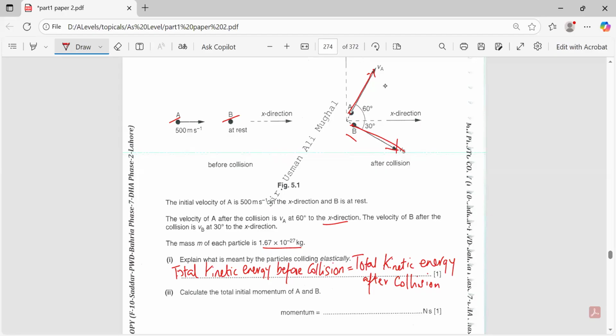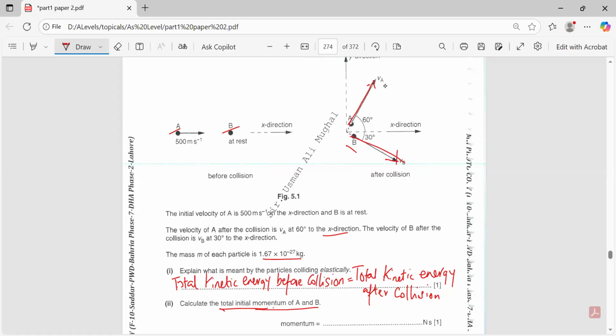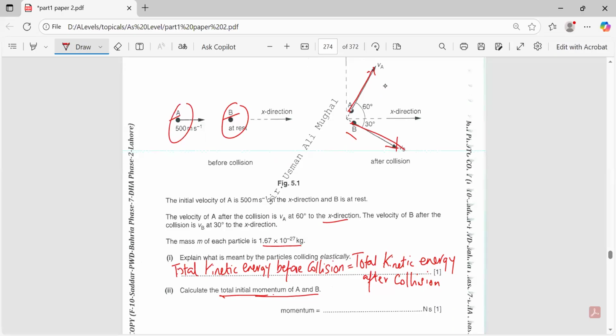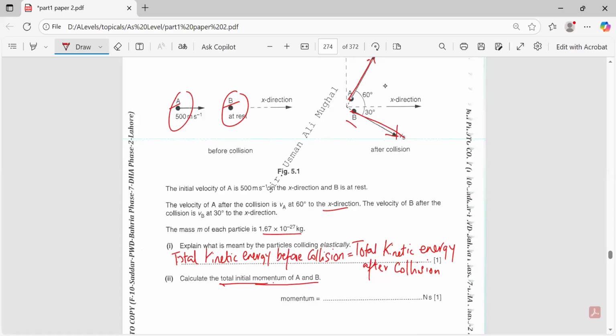The question says calculate the total initial momentum of A and B. So we are going to find out the total momentum of A and B. We know ball B is at rest, but A is moving. So if ball A is moving, we are just going to take its momentum, and it will be written as m1 u1 plus m2 u2.